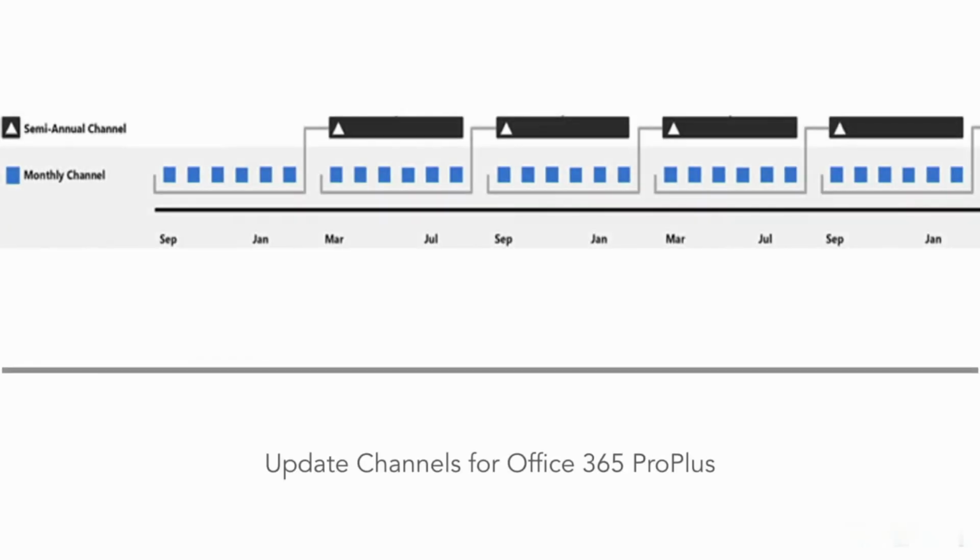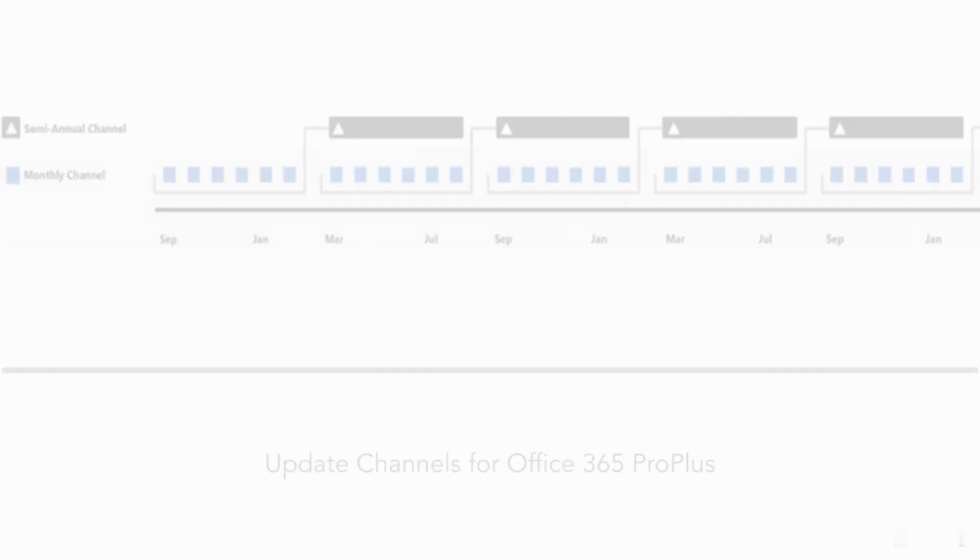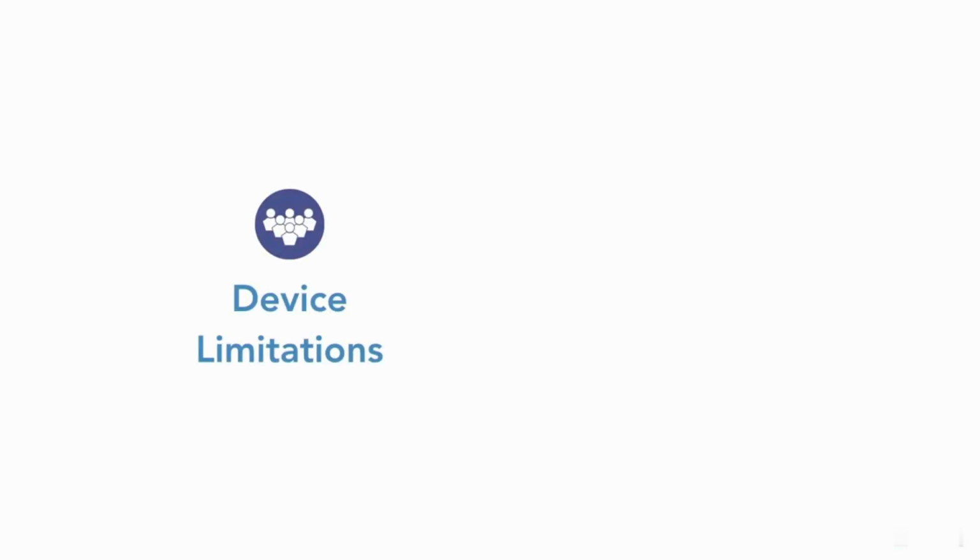Office 365 Pro Plus is a version of Office that's available through Office 365. The illustration on screen shows the relationship between the update channels for Office 365 Pro Plus and the approximate release schedule. Other common issues include device limitations, user account issues, and app problems.